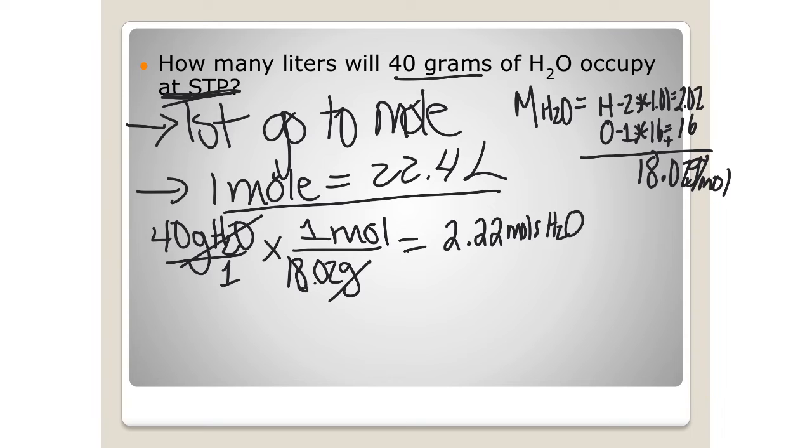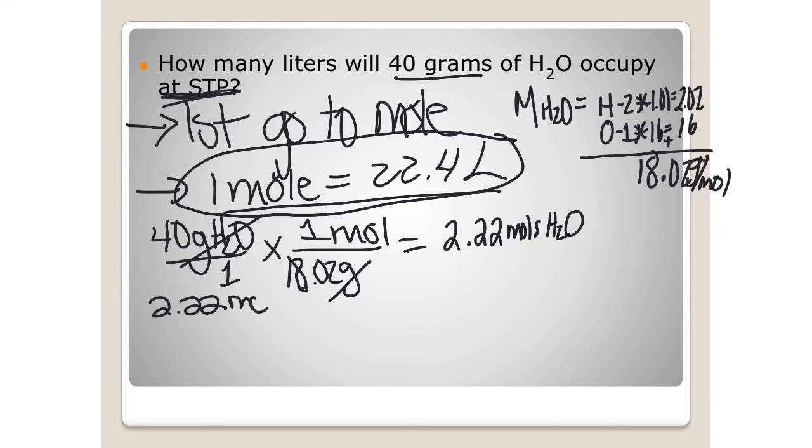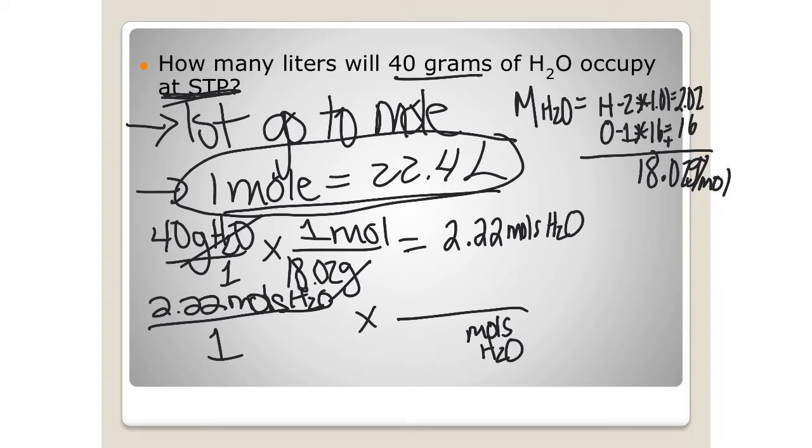Now that we know how many moles we have and we're at STP, we can use that 1 mole equals 22.4 liter conversion factor to get us to the liters. So I'm going to start with my 2.22 moles of H2O, and I'm going to put that over 1 because that's how we always start every single one. And now I'm going to set up my conversion factor. Whatever I start with always goes in the bottom. So moles is going to go on the bottom. What I'm trying to get to always goes on top. I'm trying to get to liters.